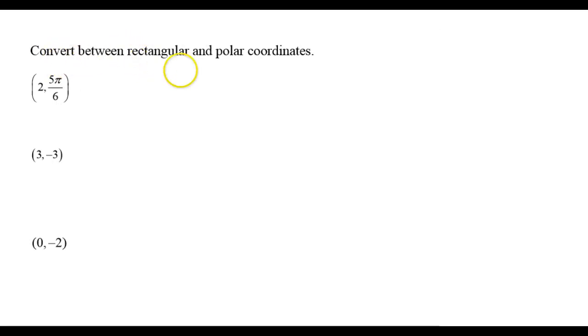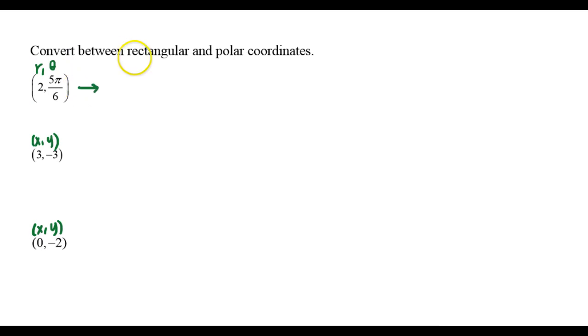Alright, convert between rectangular and polar coordinates. This is a polar coordinate that I've been given. Here's my r and here's my theta. And these second two examples are x's and y's. I should have written that out, but I'm telling you that now. So r theta is my polar coordinate, so 2, 5 pi over 6.